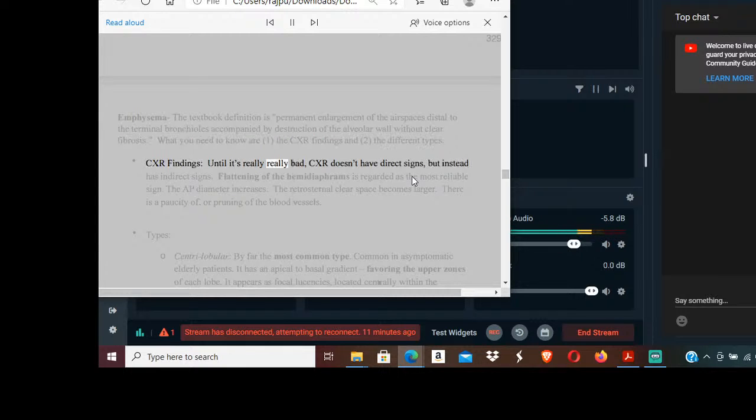Until it's really bad, CXR doesn't have direct signs, but instead has indirect signs. Flattening of the hemidiaphragms is regarded as the most reliable sign. The AP diameter increases. The retrosternal clear space becomes larger. There is a paucity of, or pruning of the blood vessels. Types.